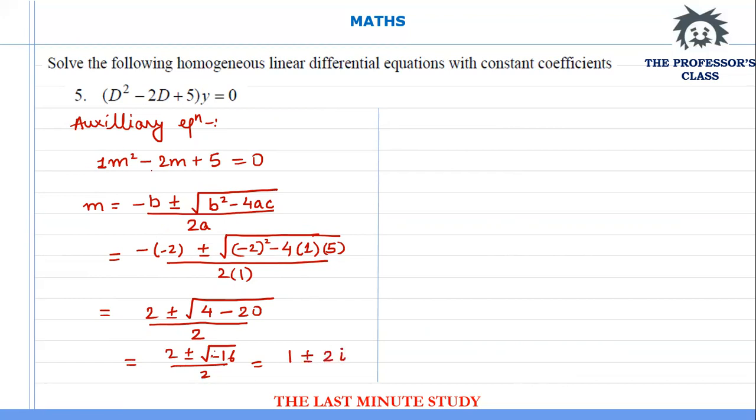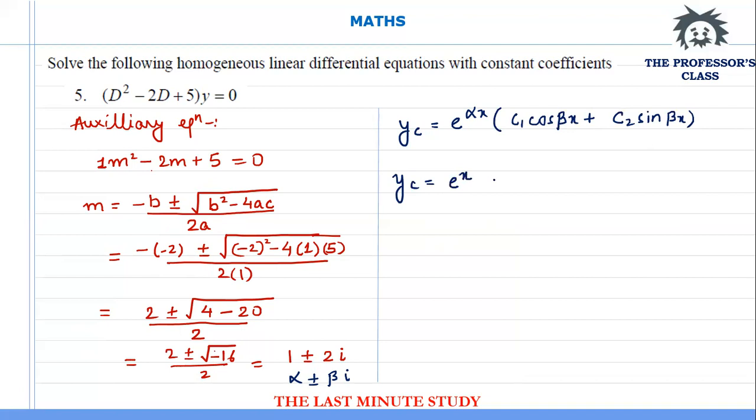This root of minus 1 I'll take as the imaginary number iota. Now over here I have the format of alpha plus beta i. So as discussed in the previous question, let's try to find the solution in the form of e raised to alpha x, c1 cos beta x plus c2 sin beta x. So this will give you e raised to the power x, c1 cos 2x plus c2 sin 2x. This will be your final answer.